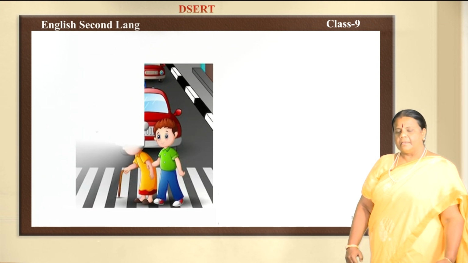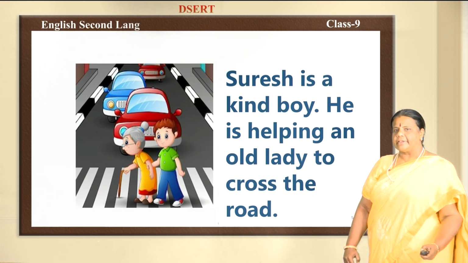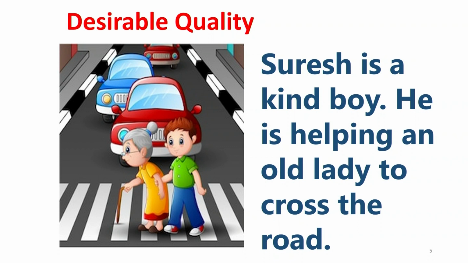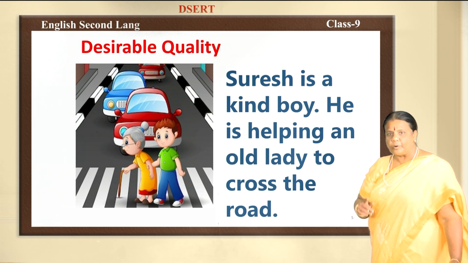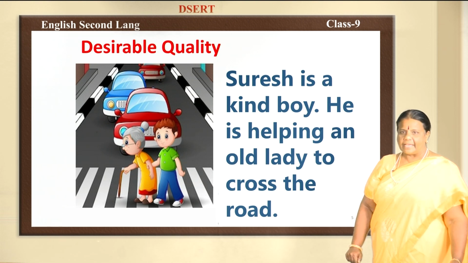For example, what do you see in this picture, children? Yes, you can see a boy as well as an old lady. What is that boy doing, children? Suresh is a kind boy. He is helping an old lady to cross the road. So, what do you think about this act, children? Is it a good act or a bad act? Yes, very good. It's a very good act and it's a desirable quality.